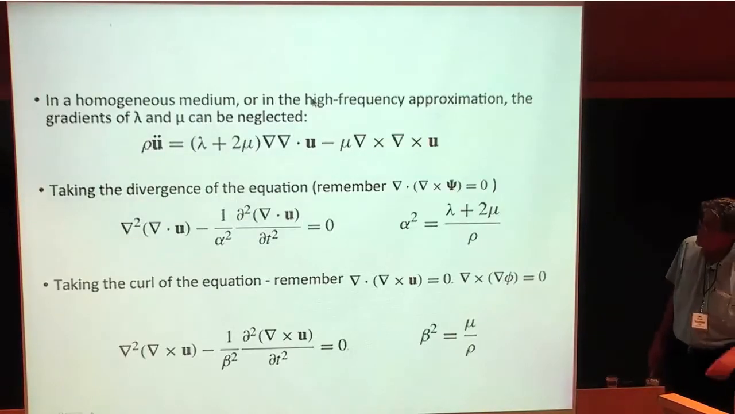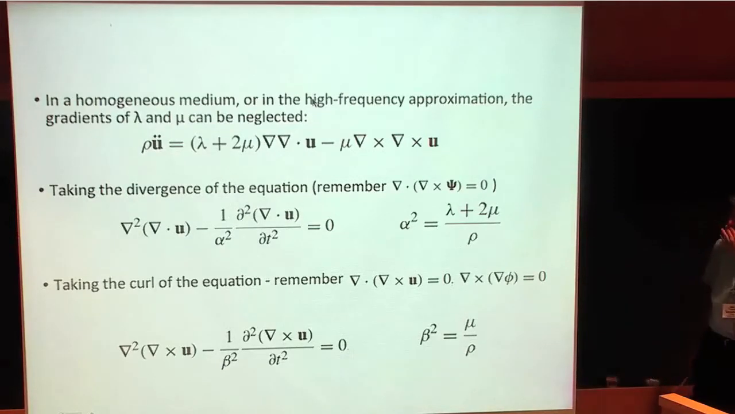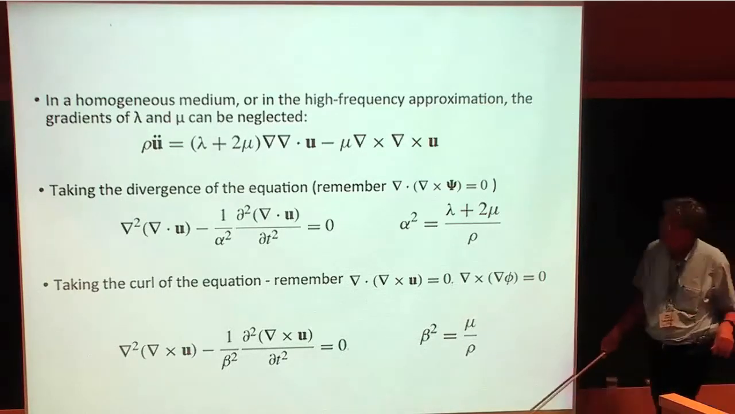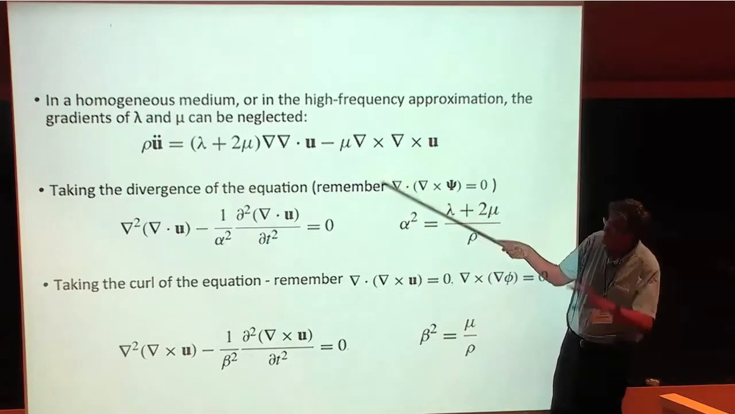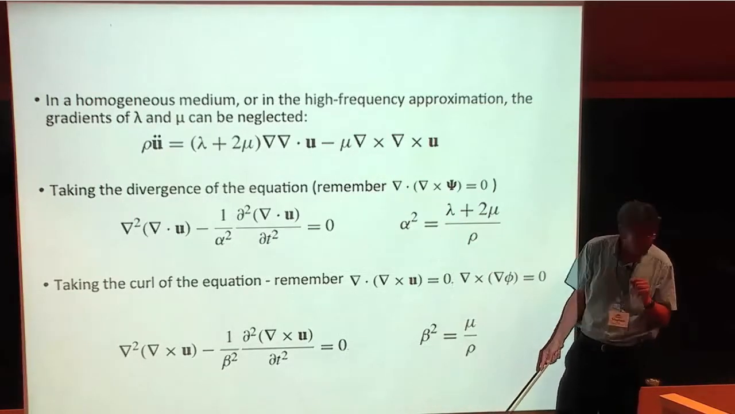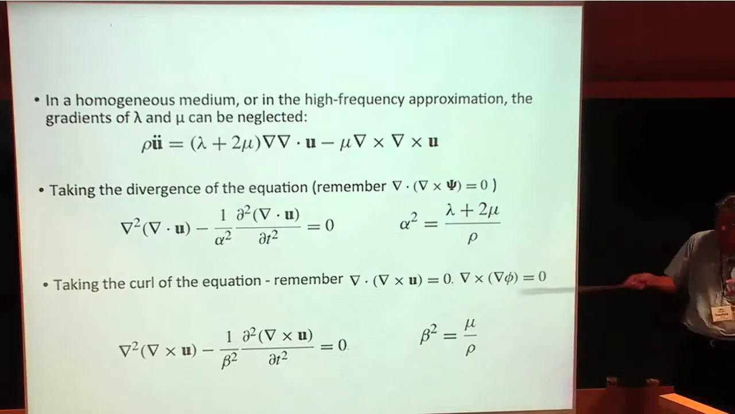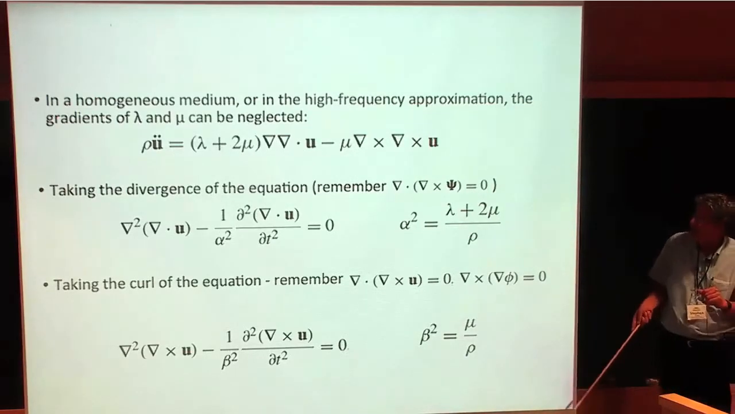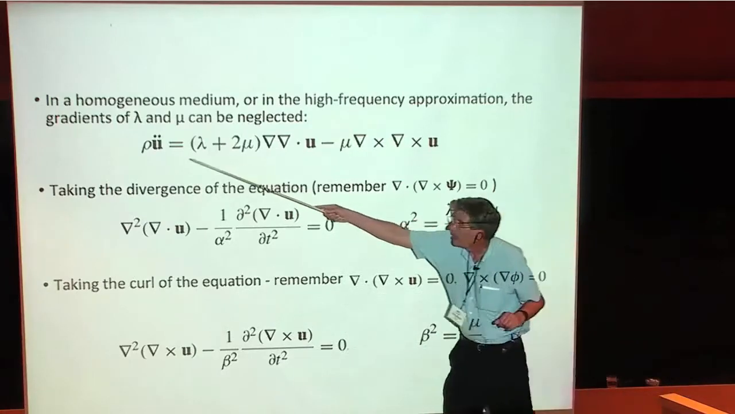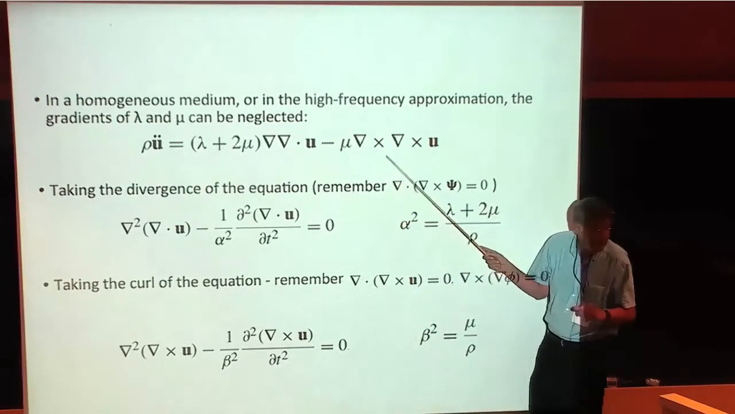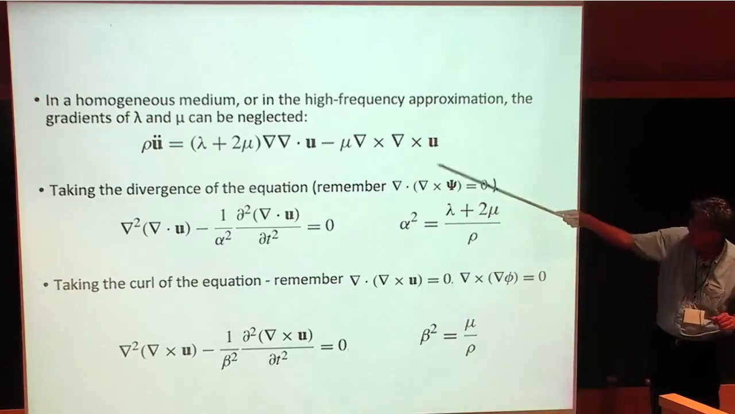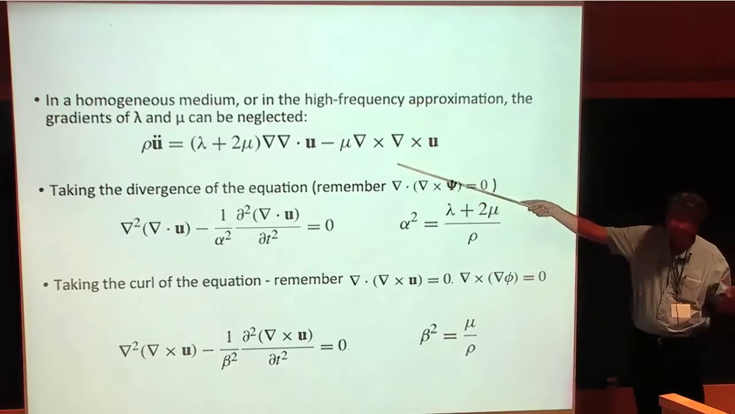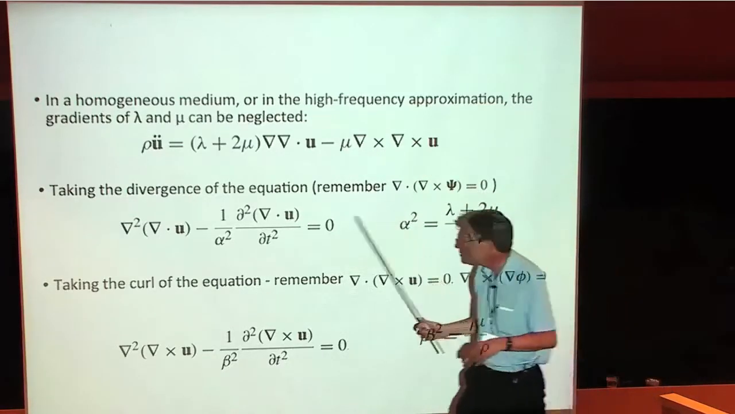Let's take the homogeneous medium approach, which is the easiest. So I can drop the terms in the gradient of lambda and the gradient of mu, and you're left with this equation over here. And that's after some manipulation of the equation. Again, it's just vector calculus and using different relations. But rho u double dot, the double time derivative of the displacement, is equal to these 2 terms here. You can take the divergence of that equation, and the divergence of the curl is always equal to 0. So you end up with this equation over here.